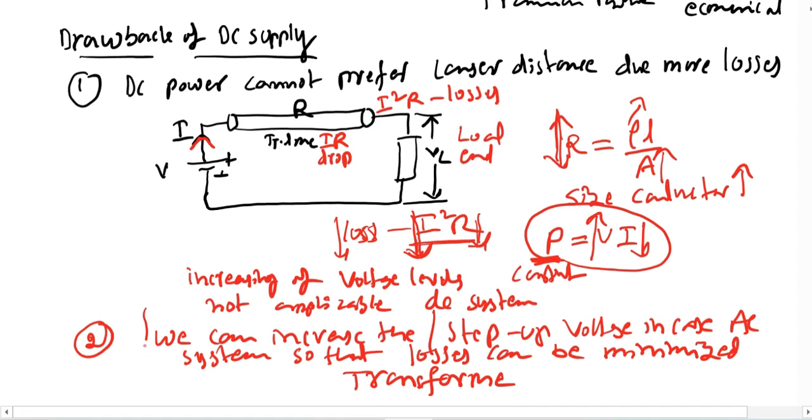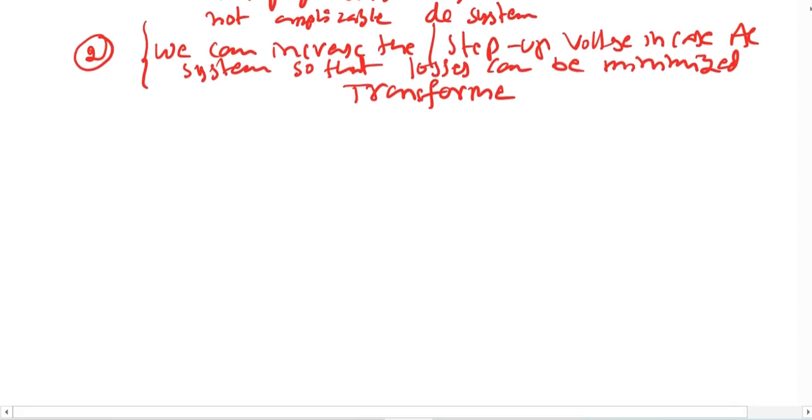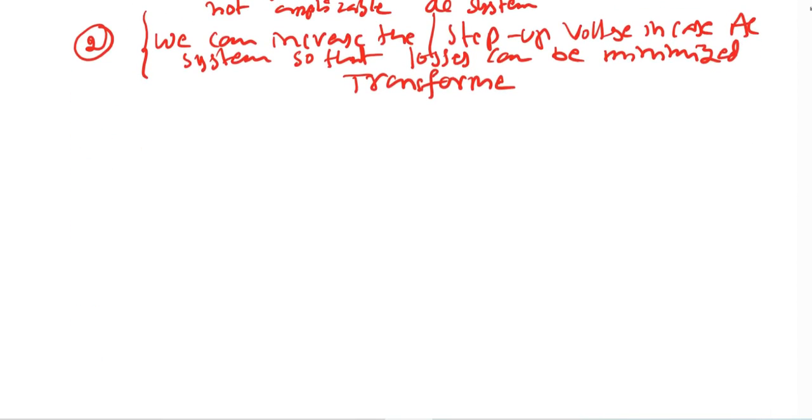This provision is not there in the DC supply system. So the DC supply system is not preferable for longer distance, because it is going to create more transmission losses. So that is the point I want to discuss here.